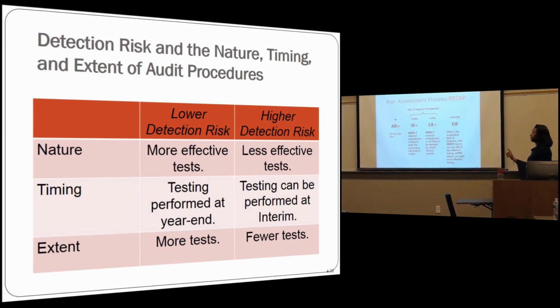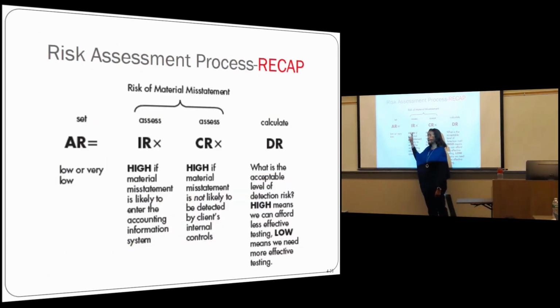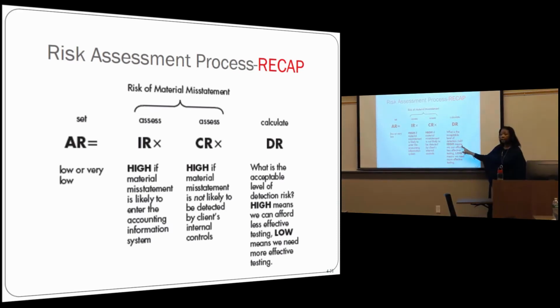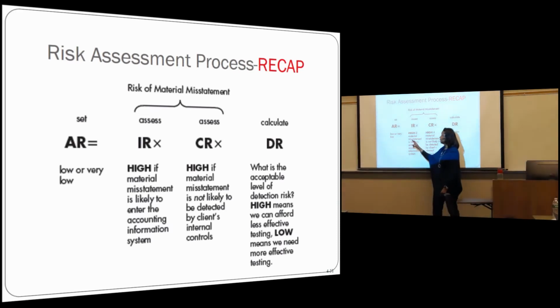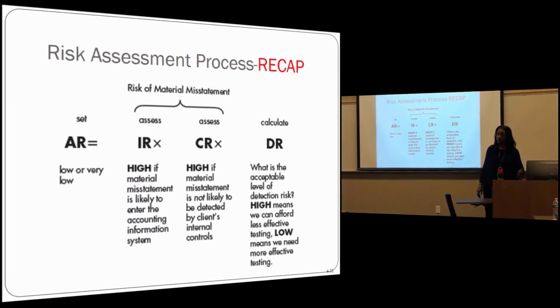So, just to recap. The combination of inherent risk and control risk is the risk of material misstatement. The auditor assesses the risk of material misstatement. Auditors control audit risk through detection risk. The audit risk is very much the auditor's judgment. The standards suggest that the audit risk should be low.